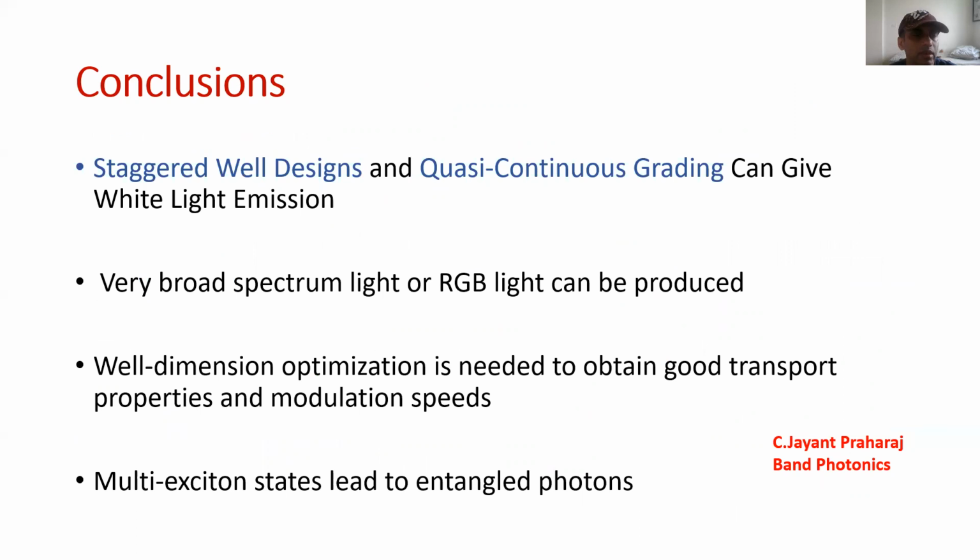In conclusion, staggered well designs and quasi-continuous grading can give some kind of white light emission. RGB light can be produced, and well dimension optimization is needed for good transport properties. And multi-exciton states can lead to entangled photons.